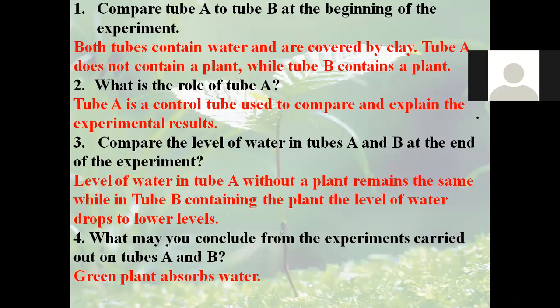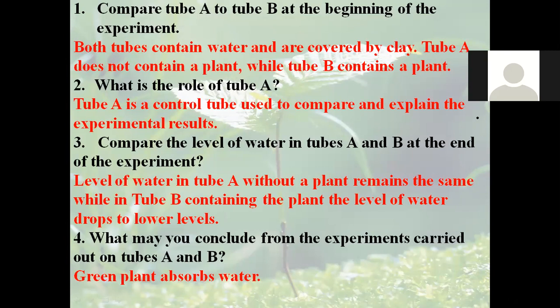So first, compare tube A to tube B at the beginning of the experiment. Both tubes contain water, and they are covered by the clay. Tube A contains no plant, while tube B contains a plant. What is the role of tube A? Tube A is a control tube. You should study this: what is the role of the control experiment? It's used to compare and to explain the different experimental results.